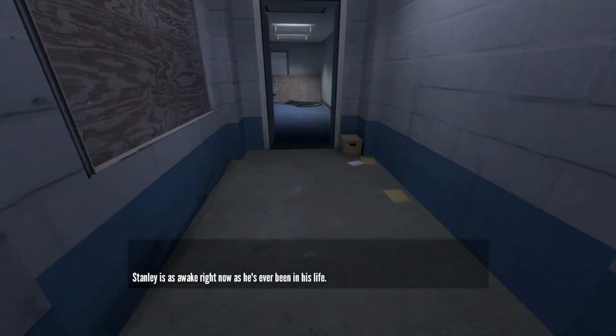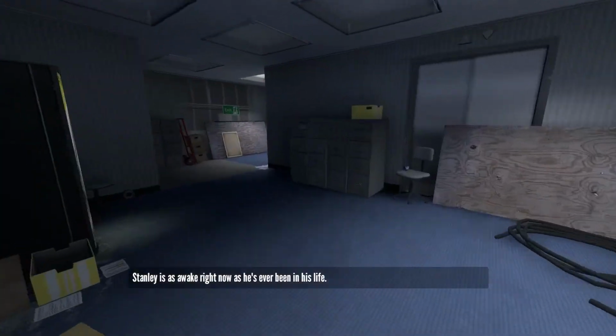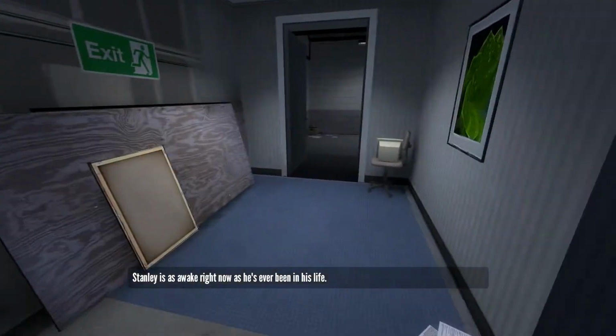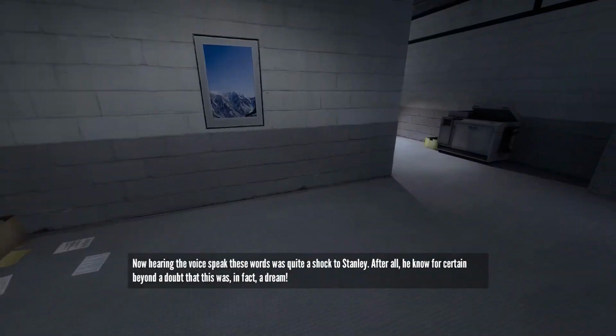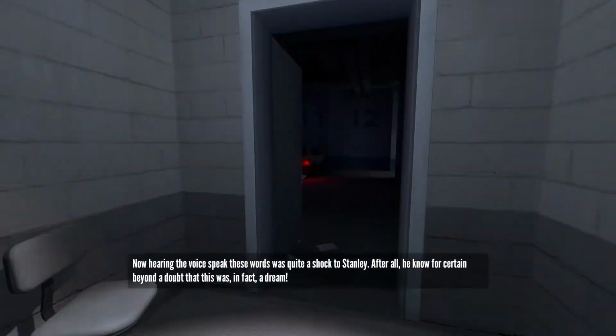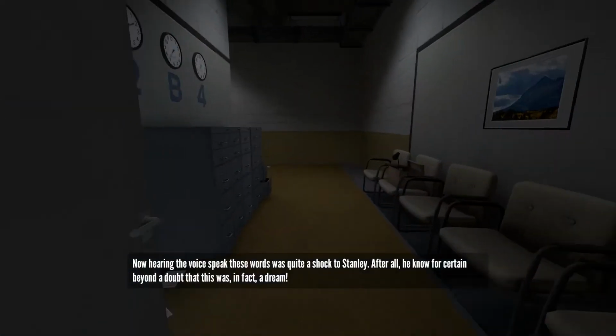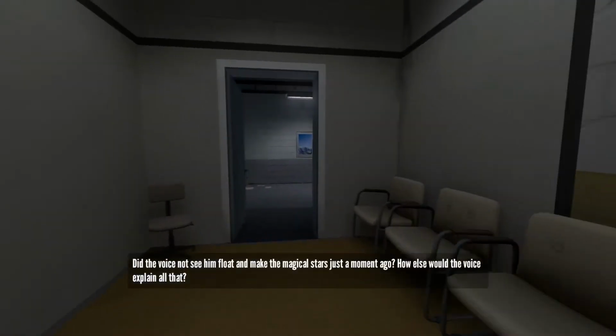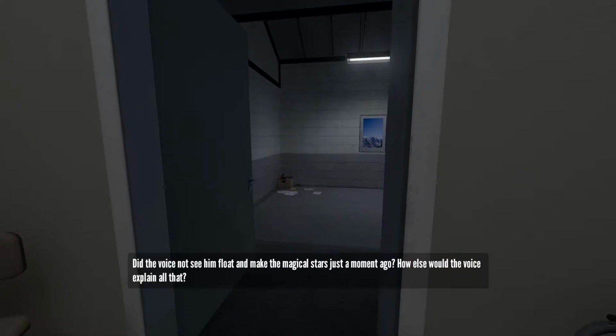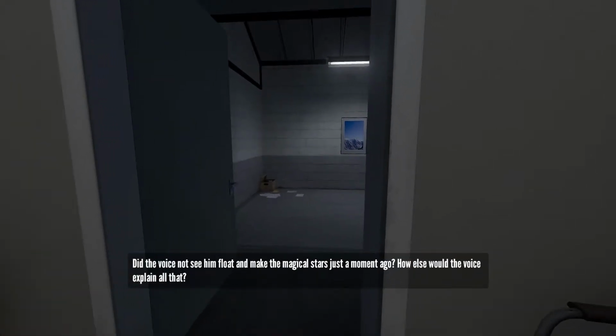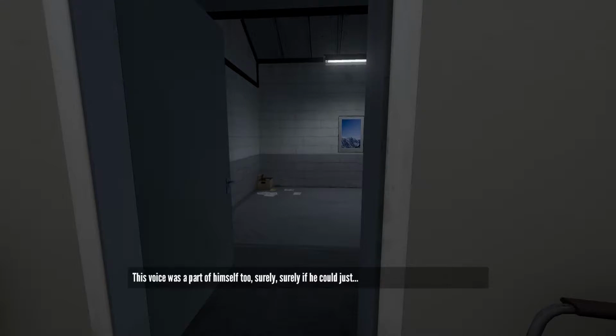Stanley is as awake right now as he's ever been in his life. Now, hearing the voice speak these words was quite a shock to Stanley. After all, he knew for certain, beyond a doubt, that this was in fact a dream. Did the voice not see him float and make the magical stars just a moment ago? How else would the voice explain all that? This voice was a part of himself too.